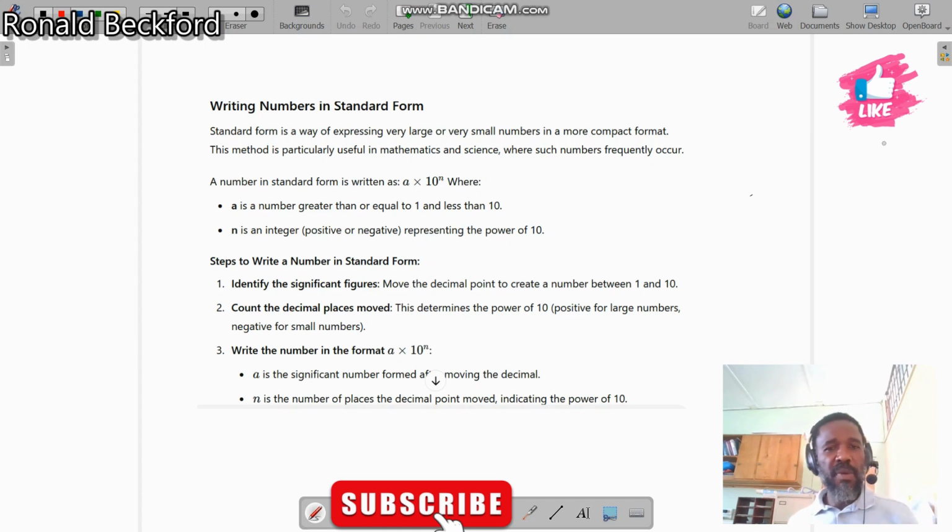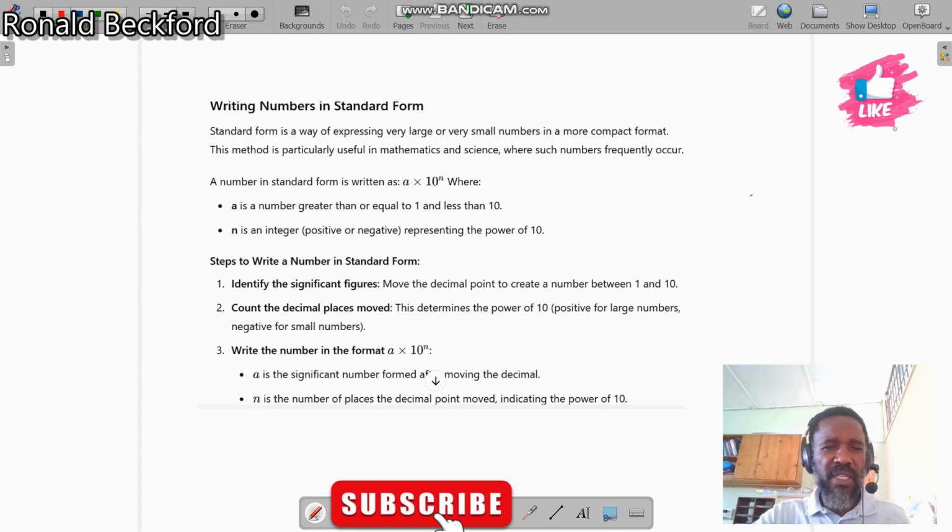And if the number begins with 0, we must move the decimal point until there's only 1 non-zero term before the decimal point. We are going to be looking at that further on in the video. Then count the decimal places moved. This determines the power of 10, positive for large numbers and negative for small numbers.